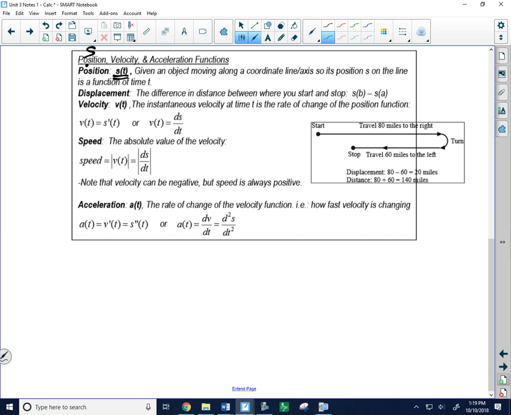Why do we not use p? Not sure. Maybe p is perimeter. So in calc, we don't always use s for position. v will be velocity, and a will be acceleration. So position just gives you where you're at, right? Sometimes it's on a coordinate axis, sometimes on a grid, it tells you where you're at in relation to time. Before I talk about velocity, let me talk about displacement.